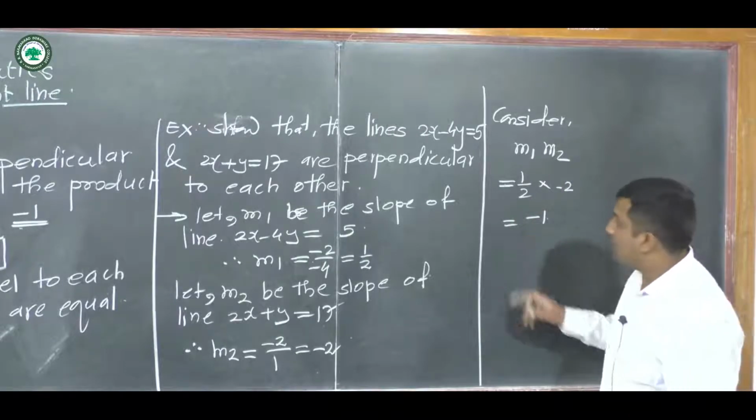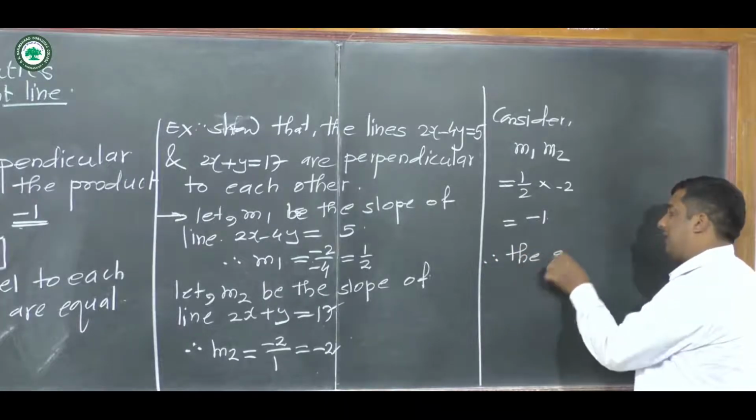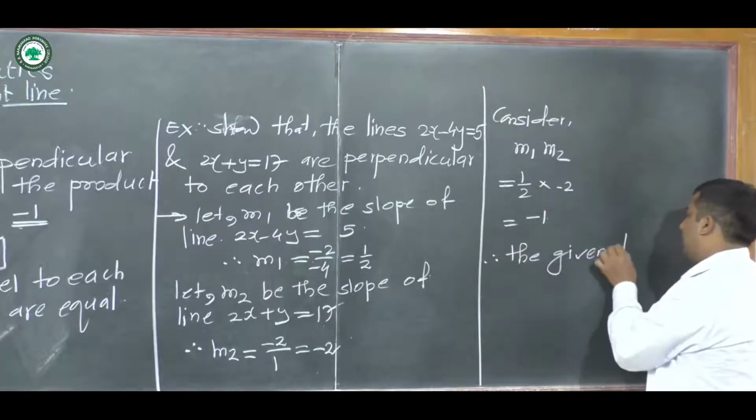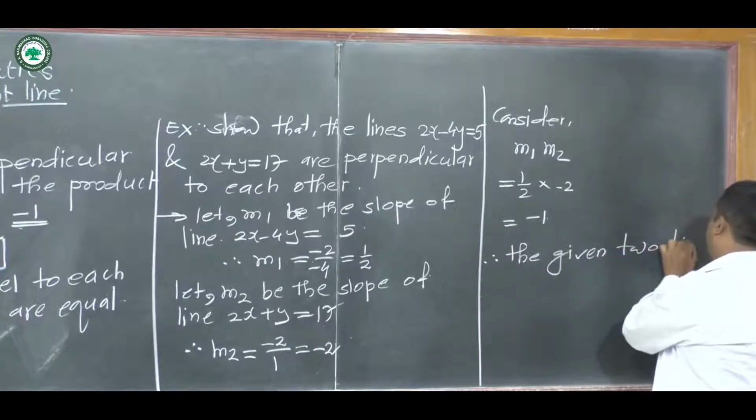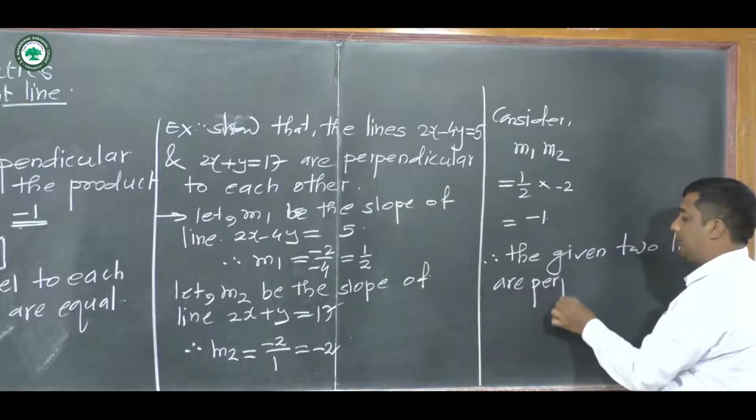If the product is minus 1, we directly say that therefore the given two lines are perpendicular to each other.